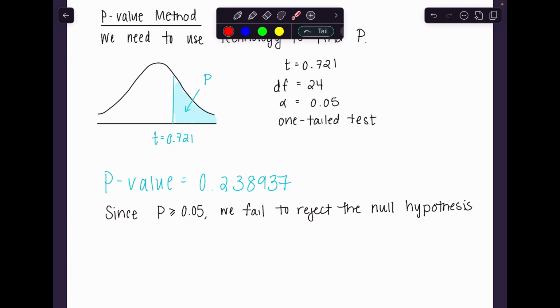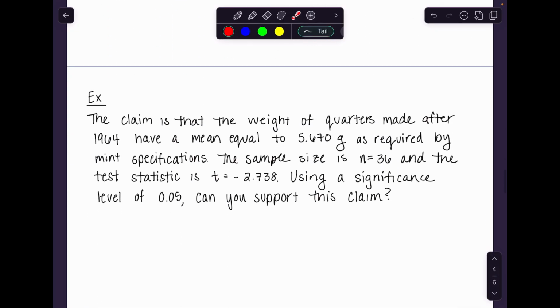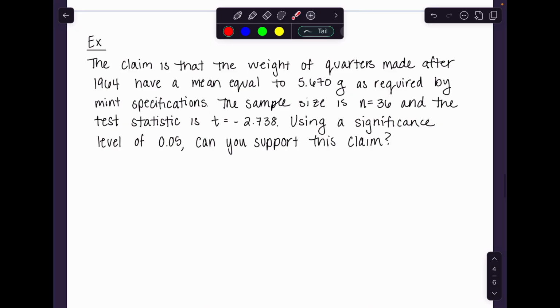Okay? So let's try one more, and this one's going to be a two-tailed test, because if you were to do a left-tailed test, it would be very, very similar. But two-tailed is a little bit more difficult just because there's more work you have to do as a result. So you'll see we'll do another example like this for standard deviation as well.